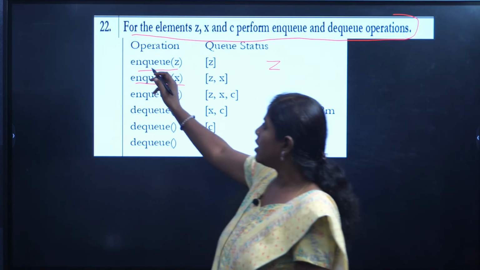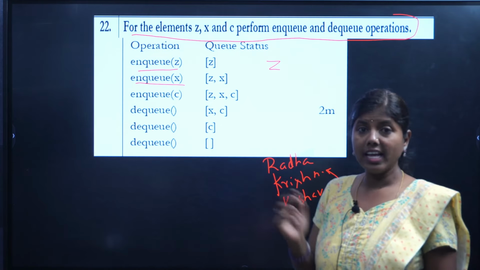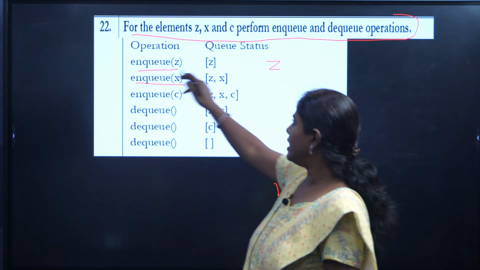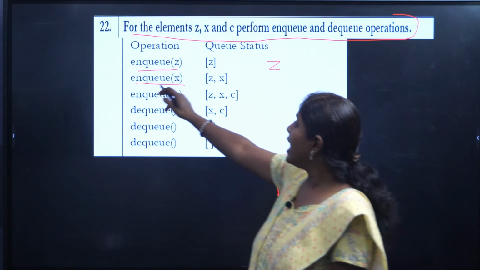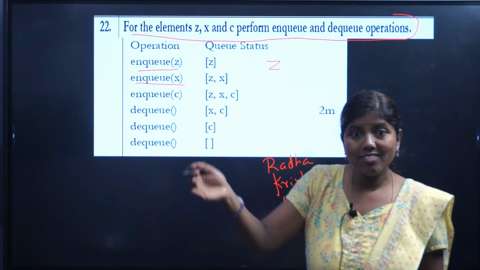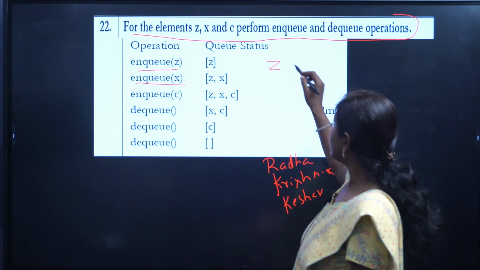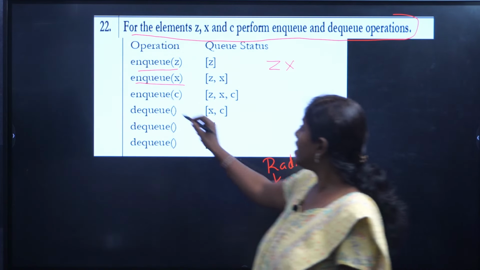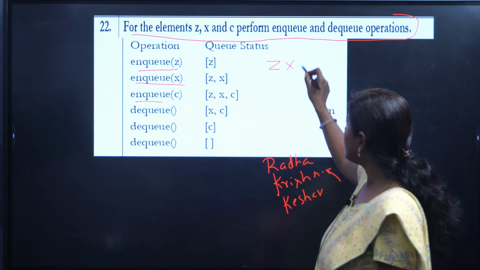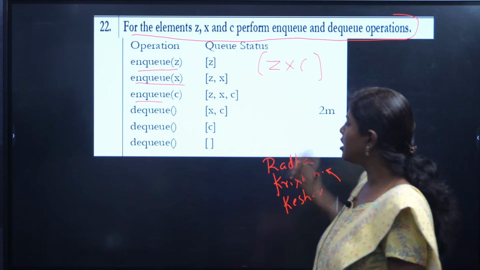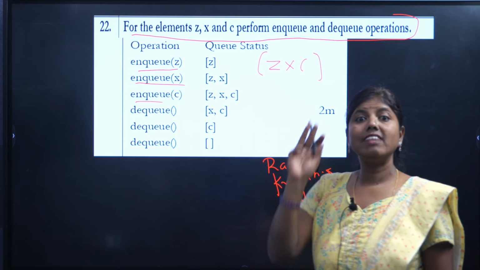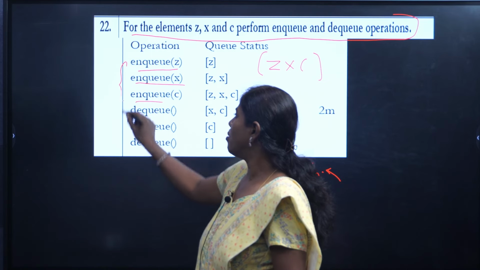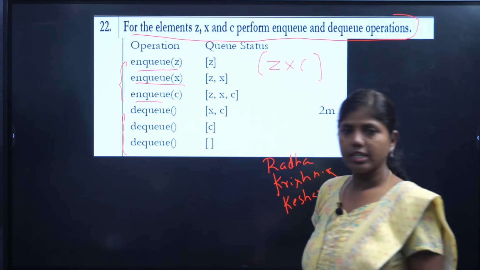Okay, NQ is inserting an element. After inserting Z, NQ X means inserting from the rear end. That means Krishna will come after Z only. Then we have NQ C, again it will come here only. This is going to be a queue now. After that we will perform 3 DQ operations.